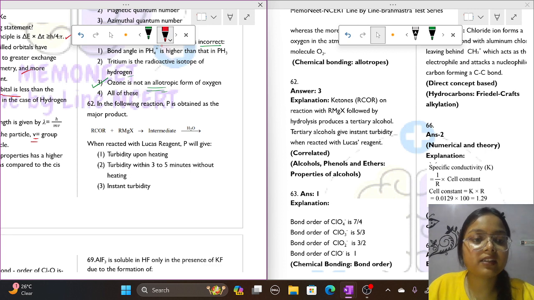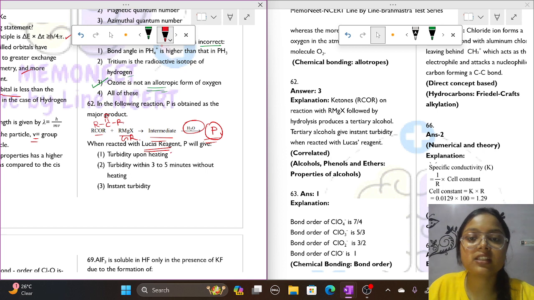Here we have RCOR, that is R C double bond O R. It is a ketone. Then a Grignard reagent is reacted. We get an intermediate which on hydrolysis gives a product P. So we have to find what type of product P is, and what will be its reaction with the Lucas reagent.